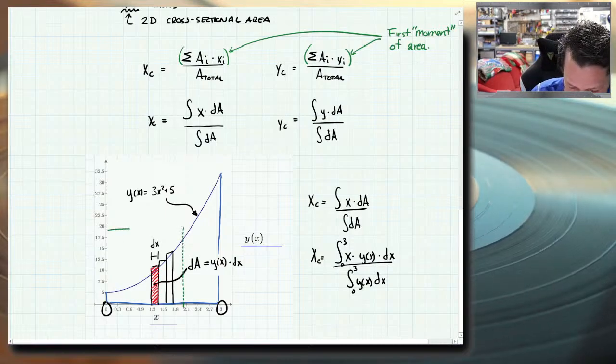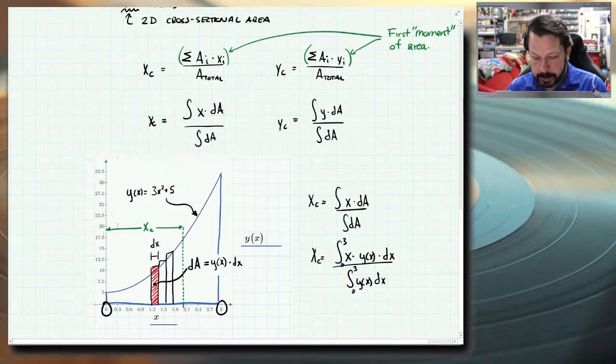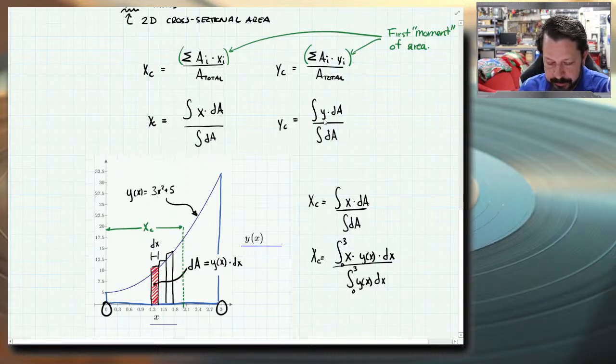That's where the centroid would be. To find the complete location, we need the y coordinate also. So for the y coordinate, we need to solve this equation: y sub c equals the integral of y dA over the integral of dA. Now this one, we do have to think a little bit more about what was going on here.